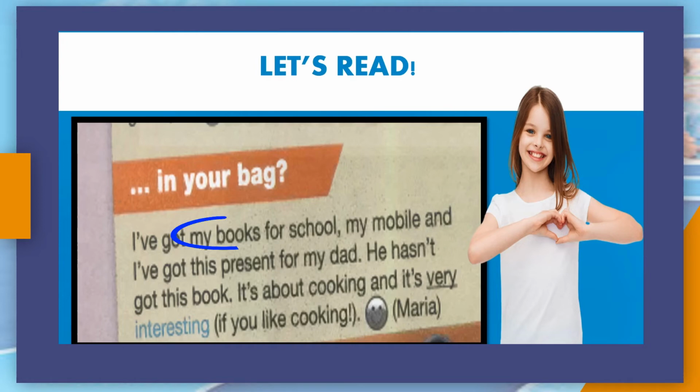So this girl is Maria. She has got books for school in her bag. Mobile means the mobile phone. Mobile phone is your smartphone. Why is it called mobile? Because you can bring it anywhere. That's the meaning of mobile. In some countries, they call the car a mobile just as well, because you can bring them anywhere. And then in Maria's bag, she also has a present for her dad, a book about cooking. And your adjective here, the last one, interesting. What is the opposite meaning of interesting?